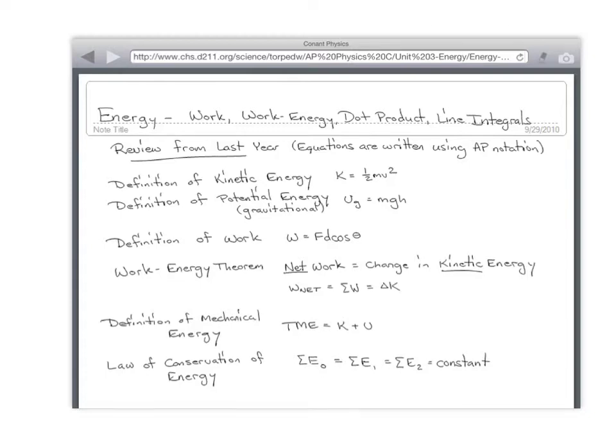How come? Because they were pushing it. The force was forward, and the displacement was also forward. So what's the angle in between those 2 vectors? 0. So what's cosine of 0? 1. Positive or negative? Positive. So what matters is the angle in between those 2 vectors, right?